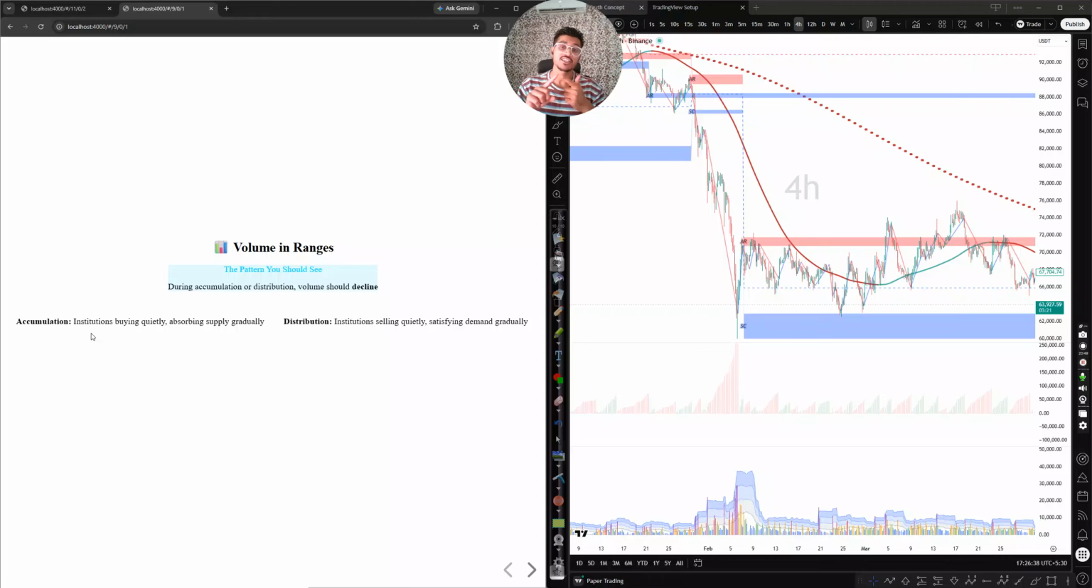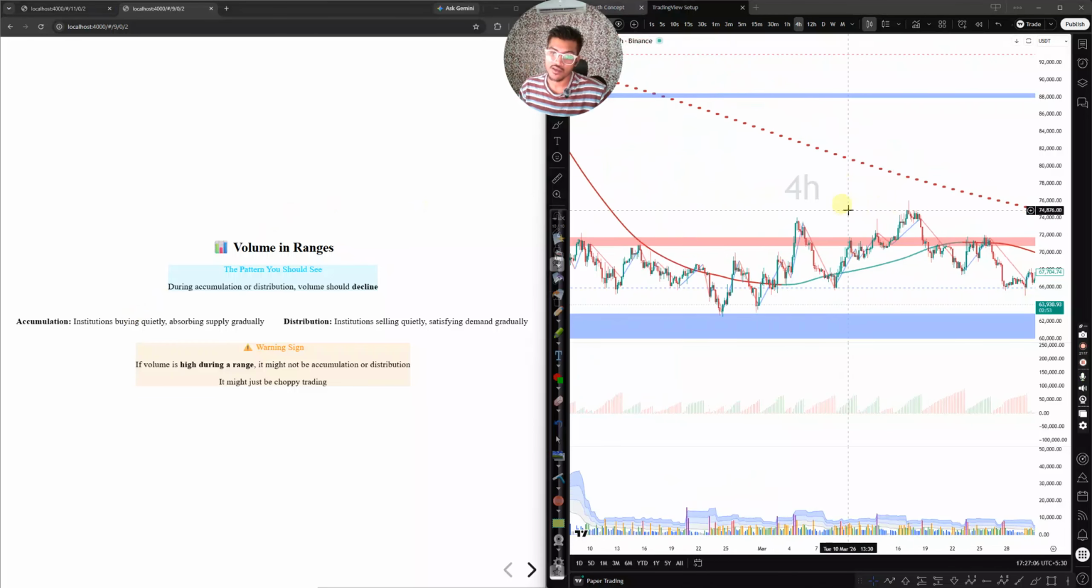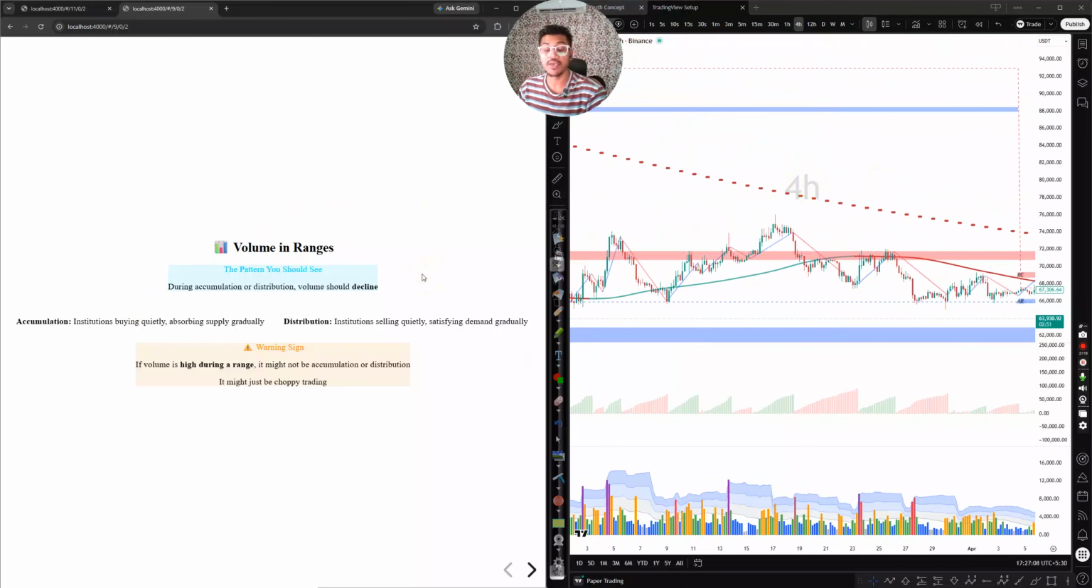Accumulation means institutions are buying quietly, absorbing supply gradually. Distribution means the institutions are selling quietly and satisfying the demand gradually. The warning sign you should be aware of is that if the volume is high during a range, it might not be accumulation or distribution. It might just be choppy trading. So just be aware of that.